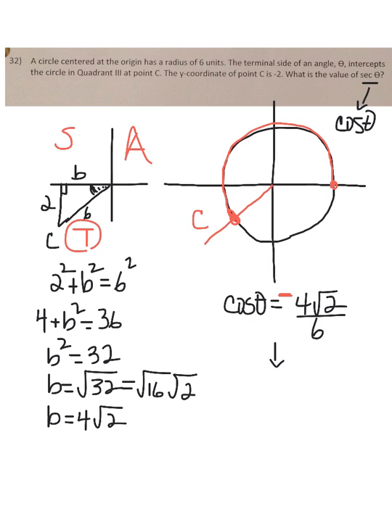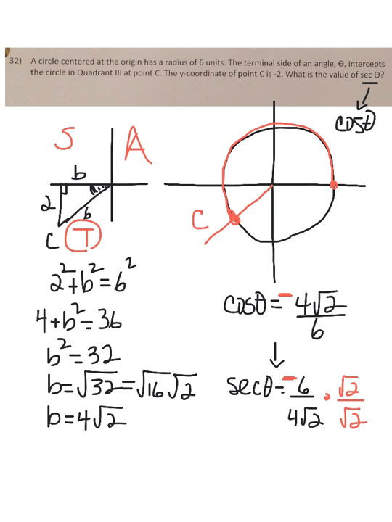I am going to take this secant theta, and take its reciprocal, which is 6 over 4 radical 2. And don't forget that I need to have a negative, right? Because reciprocals don't change the sign of the fraction. They just flip the numerator with the denominator. Well, I can't have a radical in the denominator. So I am going to multiply by radical 2 up here, and a radical 2 down there.